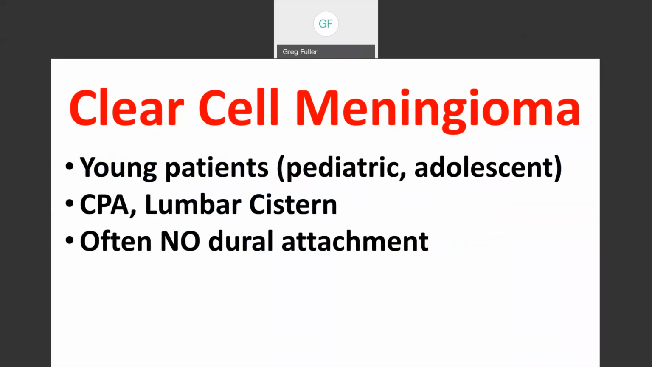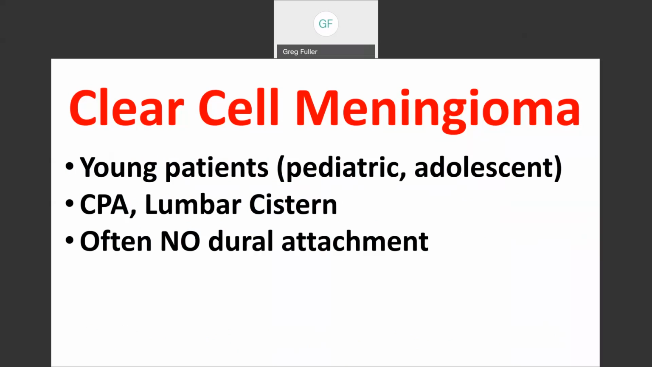All right, here's another factoid. Interesting factoids, which could become very important when you're dealing with a patient, a human, in your hands. Clear cell meningiomas are definitely most common in young patients, in the pediatric and adolescent age group, as in the present case. The two most common anatomic locations, not exclusive, are the cerebellopontine angle and lumbar cistern. Often no dural attachment.